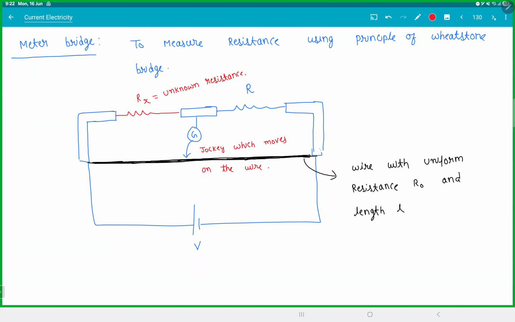So what is the whole story? What we do, we keep on moving this jockey here until the current in the galvanometer becomes 0. So that is how we do the experiment. You take this jockey, you keep moving it from one place to another place till Ig becomes 0. When this happens, they use the word bridge is balanced. So be careful. Sometimes they'll say the bridge is balanced, so it is understood the current in the galvanometer has become 0.